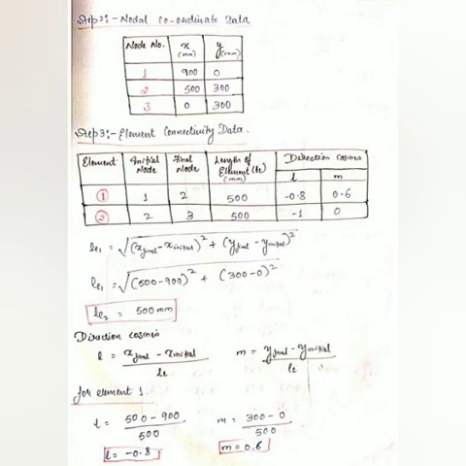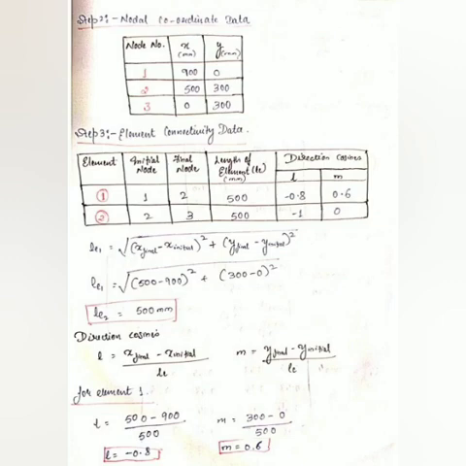900 in x distance, and along y direction it is 0. Node number 2 has an x distance of 500 and y distance of 300. And node number 3 has an x distance of 0 and y distance of 300. This nodal coordinate data you can observe from the figure. The next step is to plot the element connectivity table.